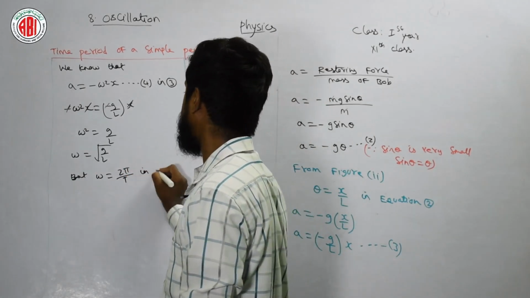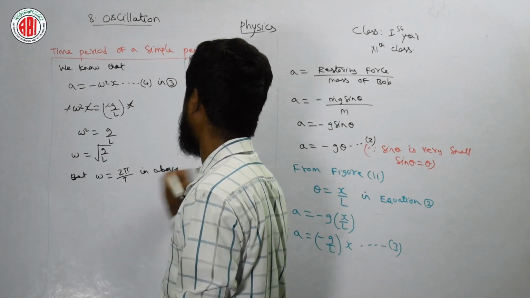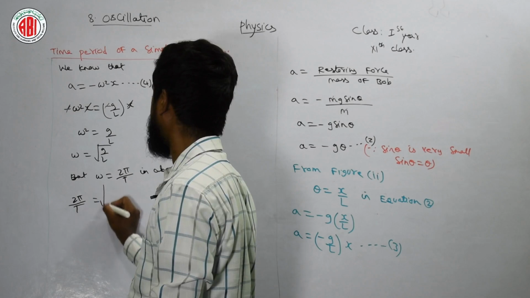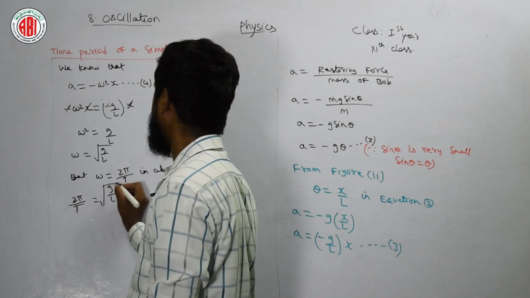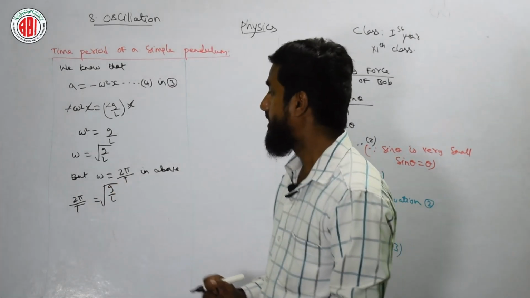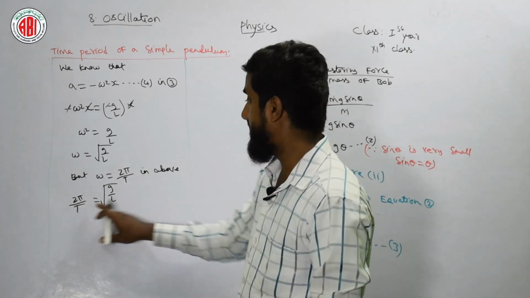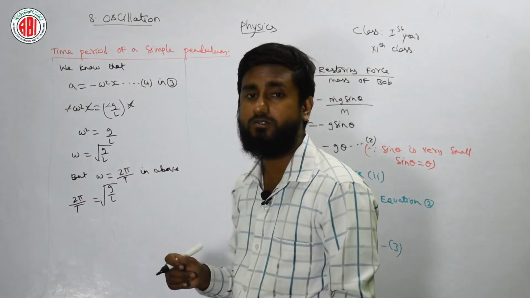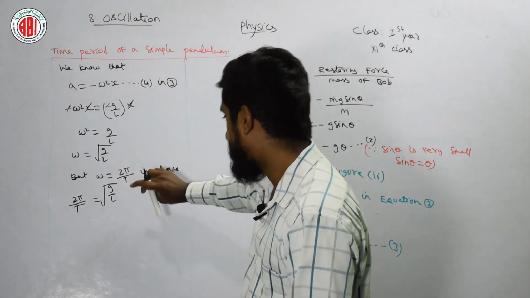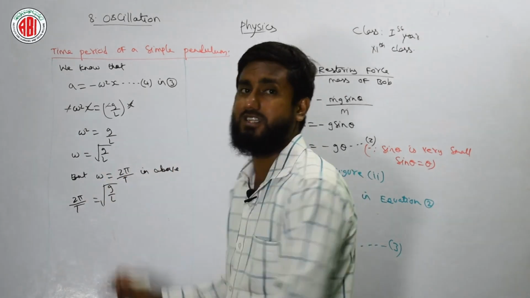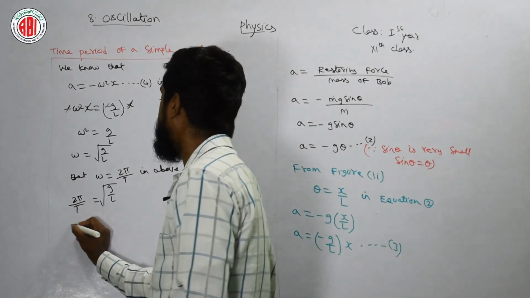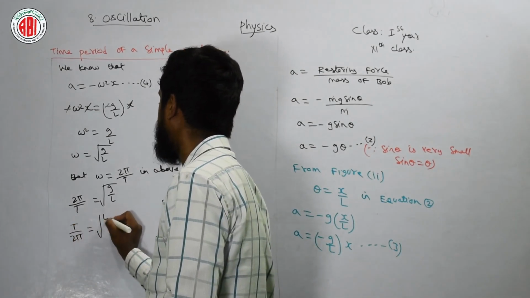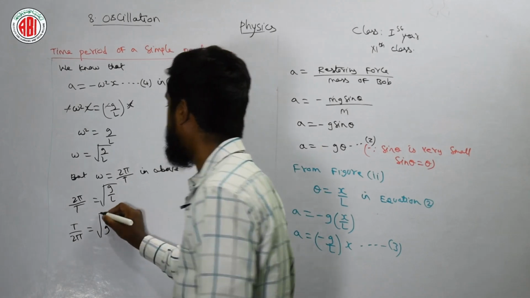Putting this in the above equation, it becomes 2 pi by T is equal to under root of g by L, but we need only T. So what happens to this? T stays as it is, and first I am going to reciprocate all the terms. So it becomes T by 2 pi is equal to under root of L by g. Why L by g? Because I am taking the reciprocal.